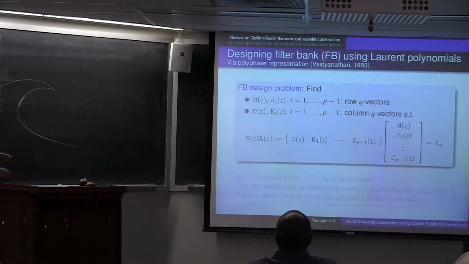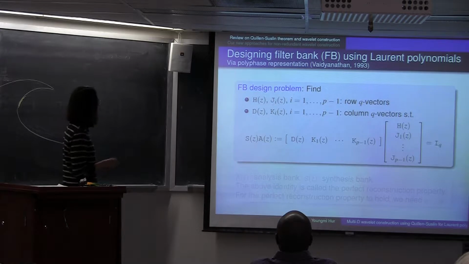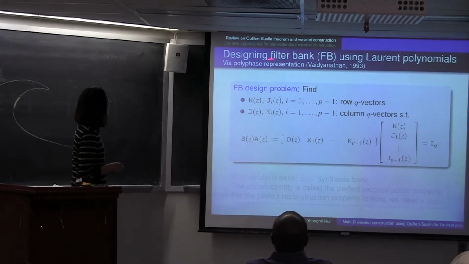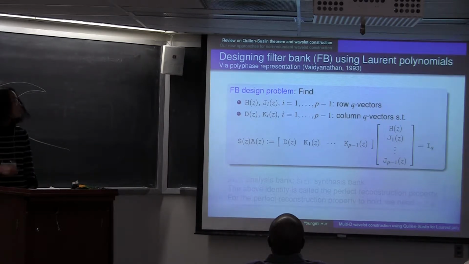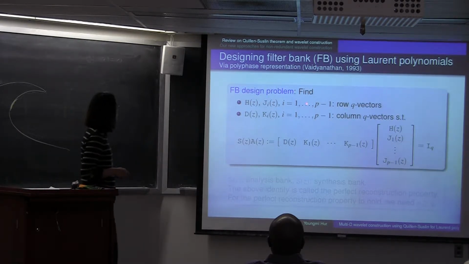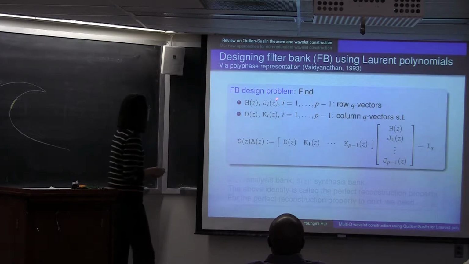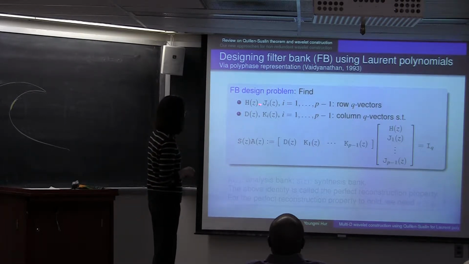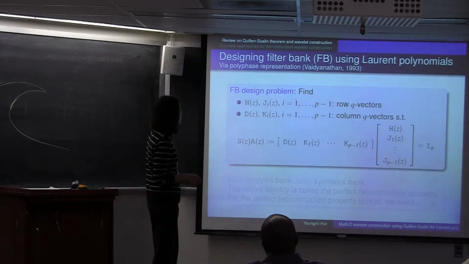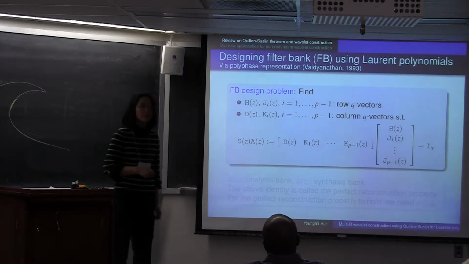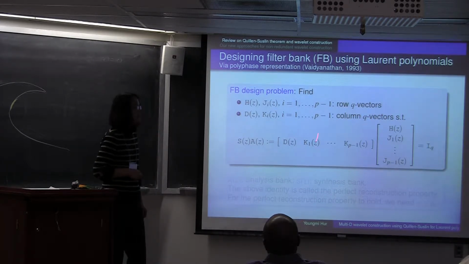So I will change topic a little and review filter bank design. Designing a filter bank can be understood as a matrix problem thanks to the Fourier representation. In that setting, the problem can be written as follows: find row vectors h of z, j sub i of z, and column vectors d of z, k sub i of z, such that this identity holds. Here h of z and d of z are not special for now. I'm just giving different names to the first row and the first column. There is no reason for you to believe they have to be special.